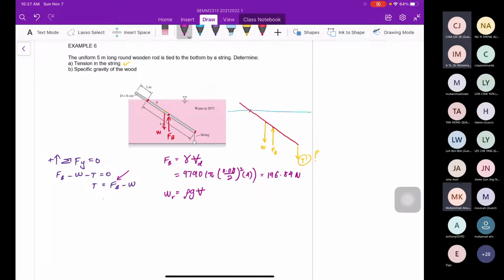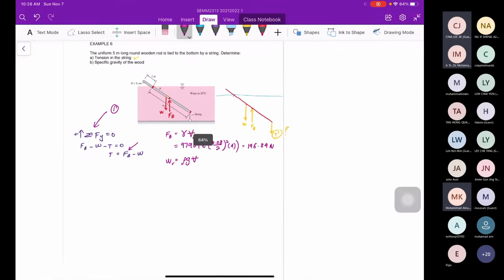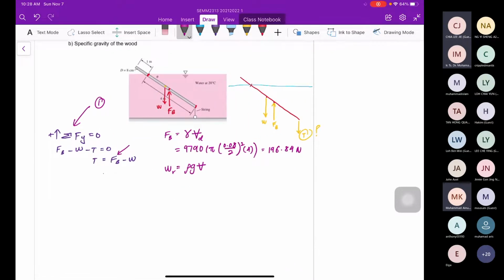Class, any idea how to calculate the density? Do you know how to get the density of the rod? It is not the water density here, it is the rod density. Okay, no idea. Alright. If we are not sure where to get the rod density, why don't we try another equation? Okay, this is for equation 1. We use summation of force. In order to get the W, simply we can use the summation of moment.